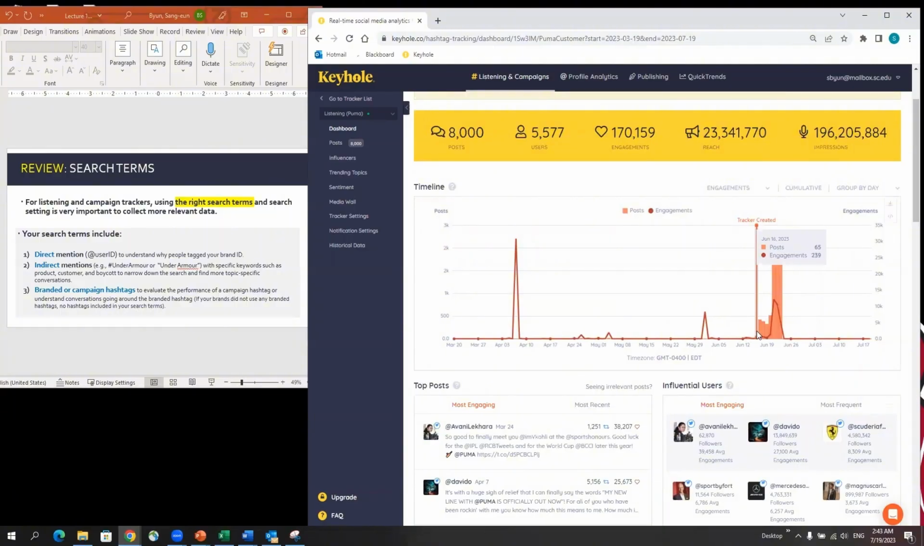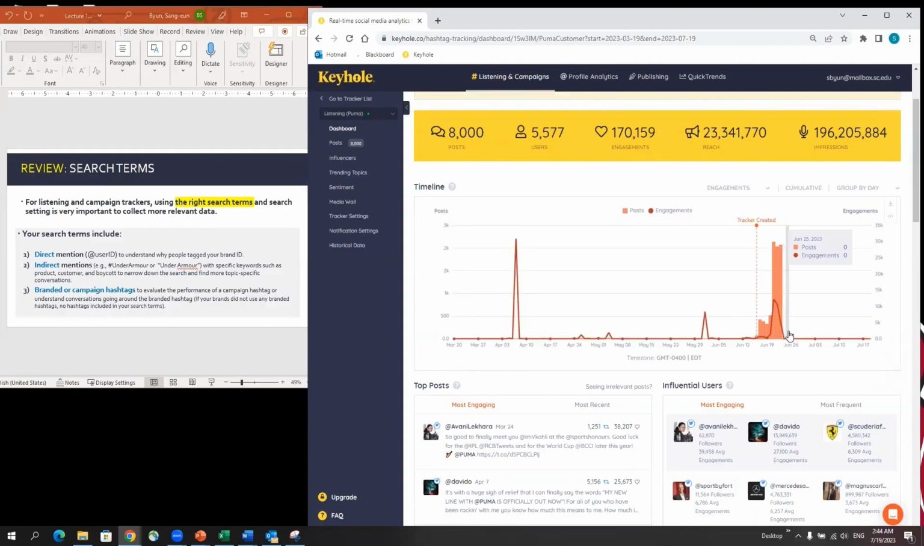The baseline is the dotted line. This shows when you created the tracker. Before this dotted line, it shows the sample post. These are only a fraction of the data that happened before. After this line, these are real-time posts you collected. These are the posts that mentioned your specific search terms.